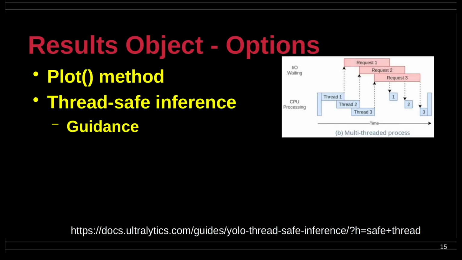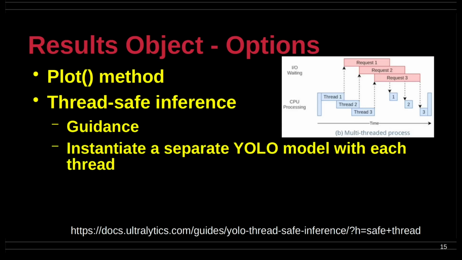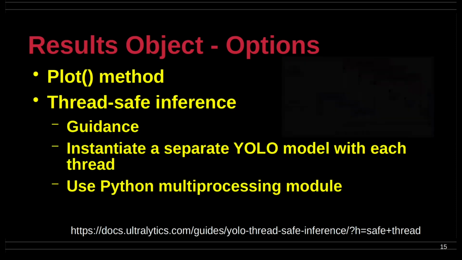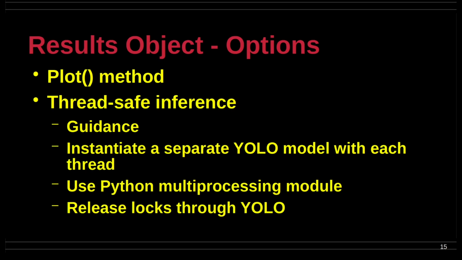To ensure that YOLO models running in parallel do not interfere with one another, YOLO supports thread-safe inference. This mode guarantees that each thread's predictions are isolated and do not interfere with each other. This guarantee avoids race conditions and ensures consistent and reliable outputs. Here is a summary of the guidance. Run each thread with its own YOLO model instance. Use the Python multiprocessing module to avoid unintended locks and risks. Rely on YOLO for concurrency.